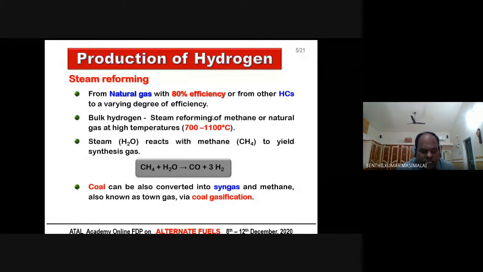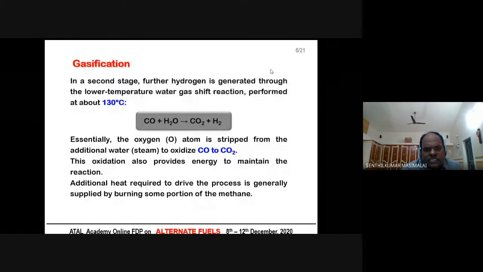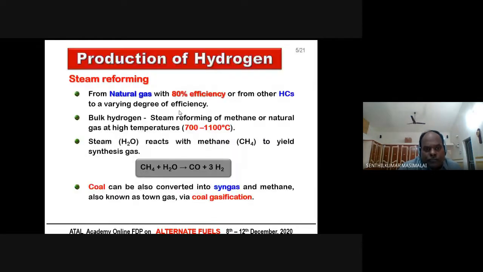Generally, industrial hydrogen will be produced by gasification. You know about gasification. Gasification is nothing but partially oxidizing the biomass. Partially oxidizing the biomass will produce CH4, methane. Methane is the important gas for producing hydrogen. Methane will be reacted with water at very high temperature during the gasification process.